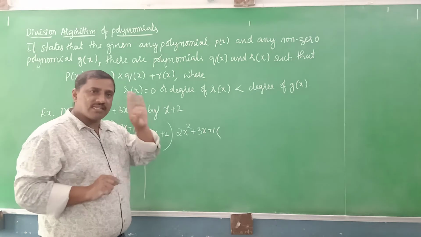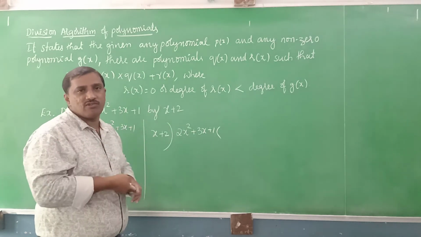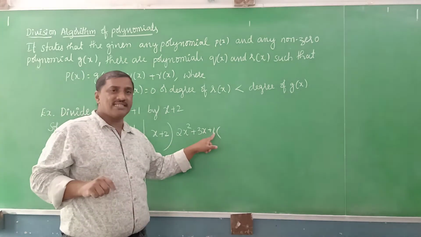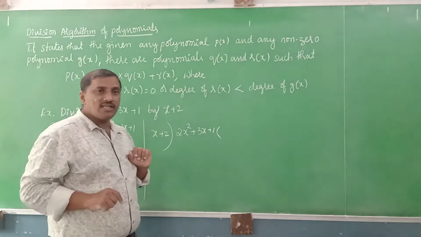Is that clear? Three steps are there. We will continue. We will subtract and we will continue the same step. The third step will be continued. So first step, see all the powers are in decreasing order. It is 2, 1 and 0 for the dividend, 1 and 0 for the divisor.